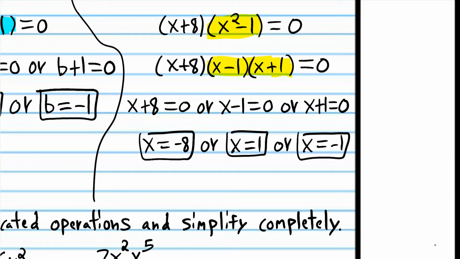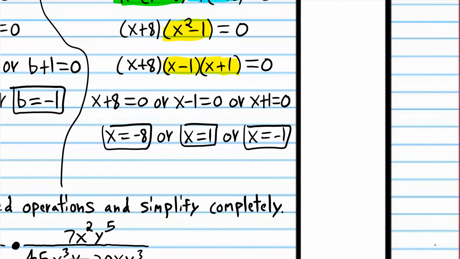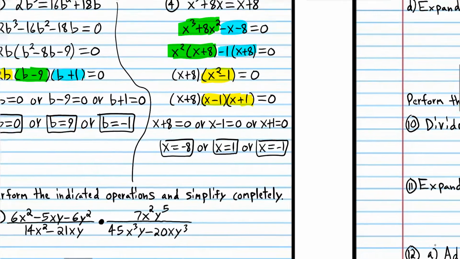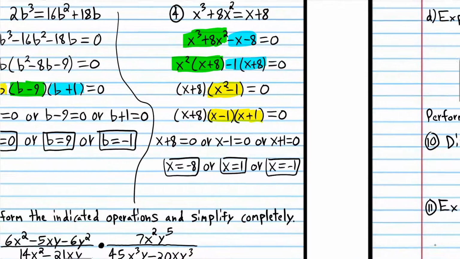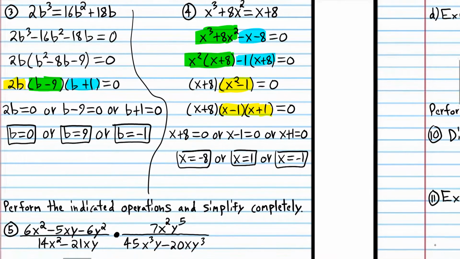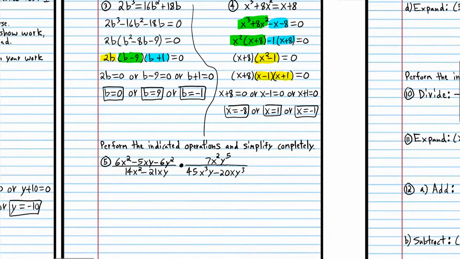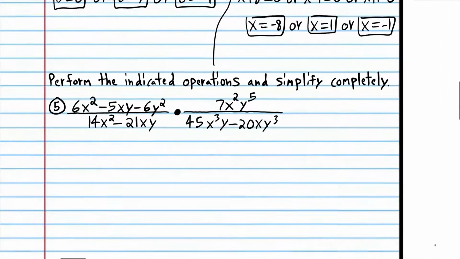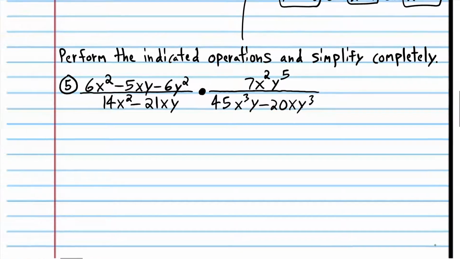Solve each of these three equations individually, and there you go. So if you got that problem right, good job. There's three solutions to that equation. Okay, so on to number 5. Perform the indicated operations and simplify completely.